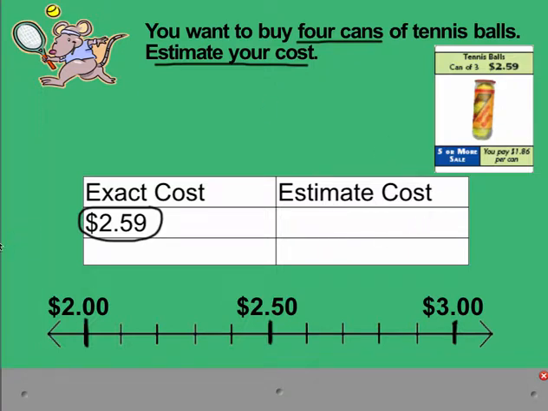I like to use a number line to help me out with this. And I've set up my number line down below here by putting $2, notice it's ending in zeros, on the far left, and a whole dollar later.